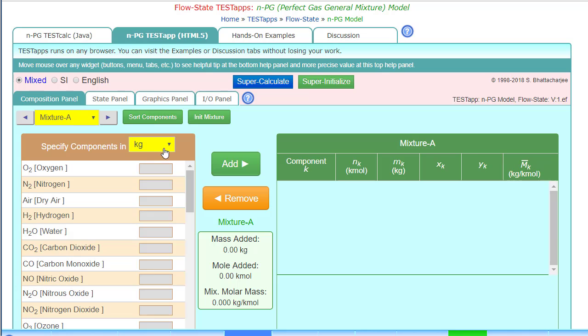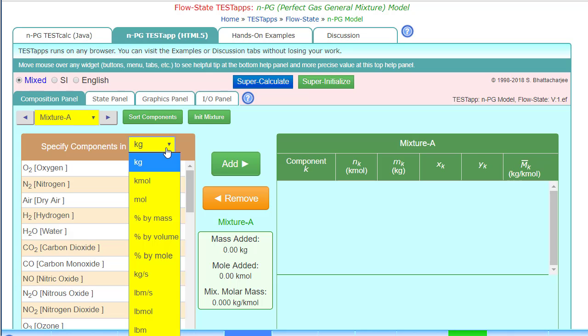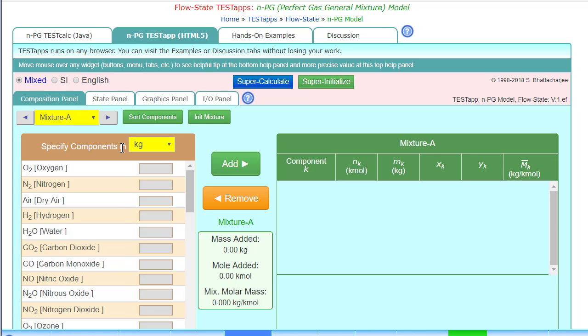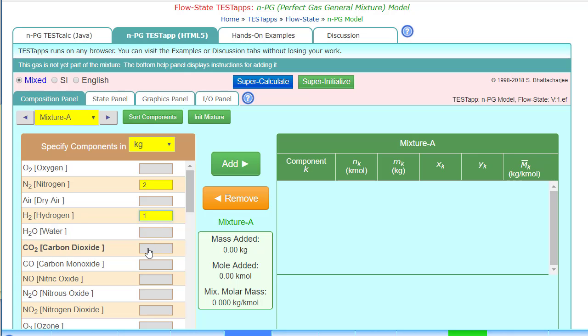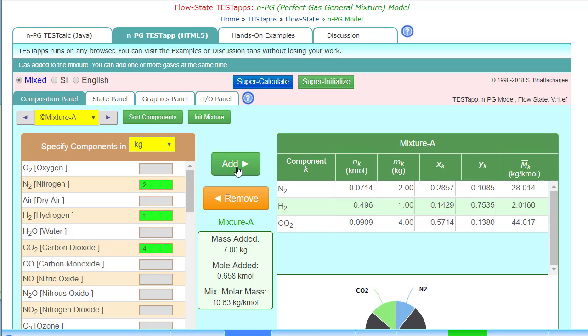So up here it says specify in kilograms, which is what we want, but we also could have done it by percent mass, percent mole, whatever it gave it in. So it was 2 kilograms of nitrogen, 1 kilogram of hydrogen, and 4 kilograms of CO2. And we'll just hit add right there.